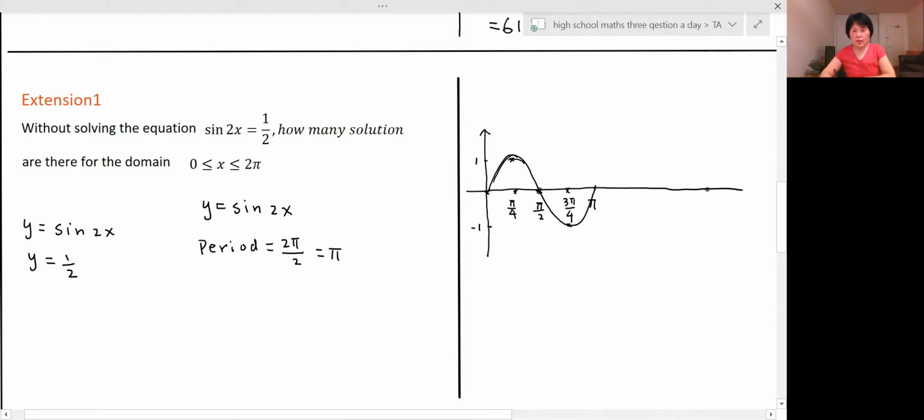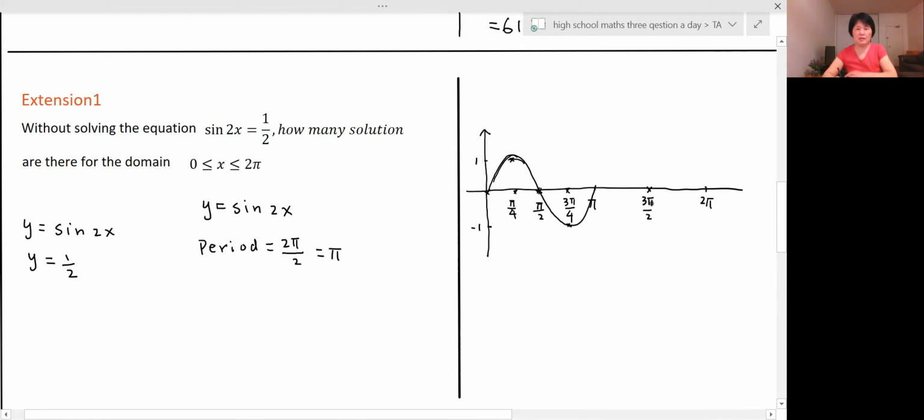Okay, I draw another repeating pi, 2 pi, because the question gives us the domain from 0 to 2 pi. So I have to draw up to 2 pi. Okay, this one will be 3 pi on 2.